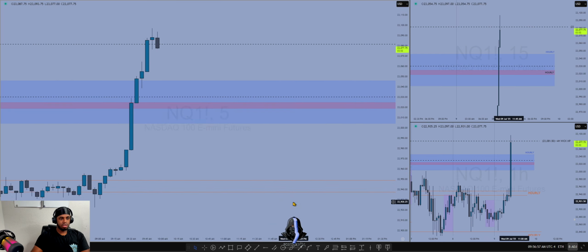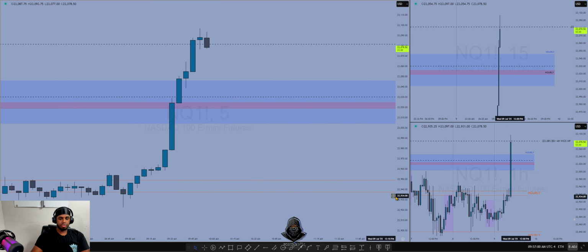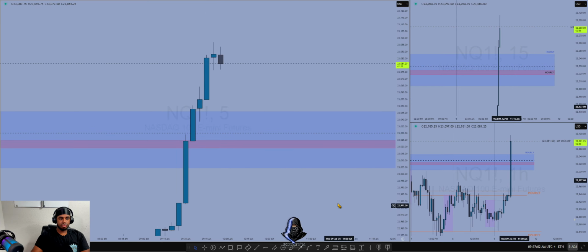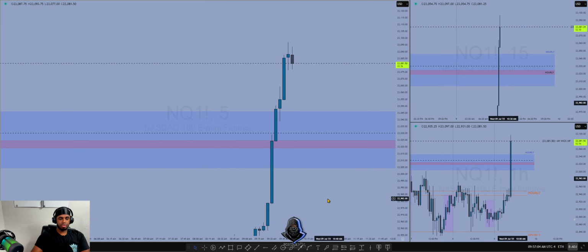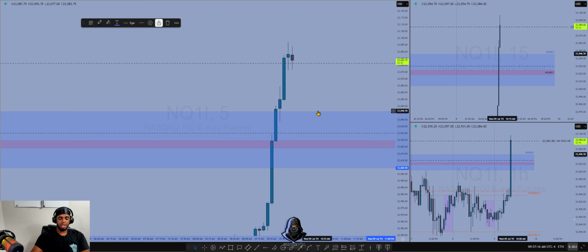Now, even when you take this off, price can come down here and bounce off of this and continue to the upside, so you want to pay attention to these levels. The reason I'm taking it off is because I don't want to interfere with what I'm looking at with current price action.